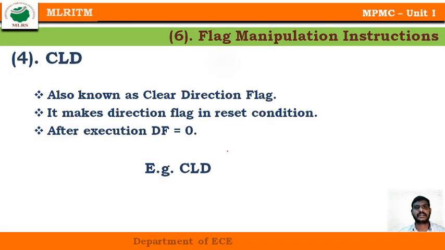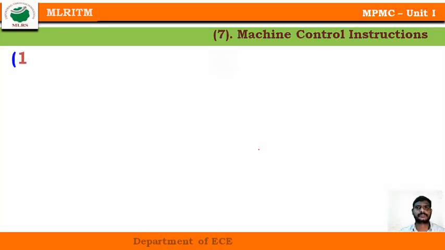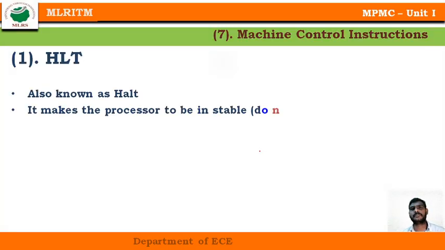Okay, then clear the direction flag. This is used again to do the same thing: it clears the direction flag. Then if you come to the machine control instructions, what are these? These instructions are single byte instructions which don't require any additional support or any additional operands.